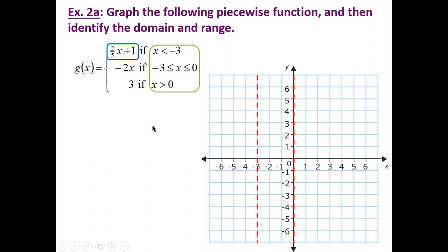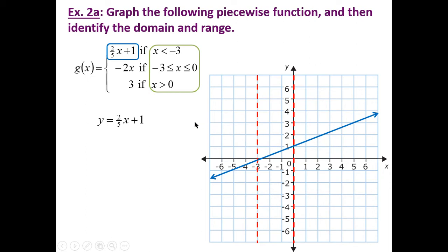So now we can start looking at the different equations which make up our piecewise function. The top one, 2/5 x plus 1, we're going to think of the equation y equals 2/5 x plus 1. And so the plus 1 refers to the y-intercept, and then 2/5 will be a positive 2, so we'll rise 2, and then go across 5, and that's what the line will look like.